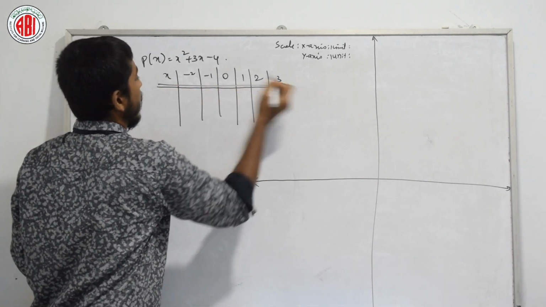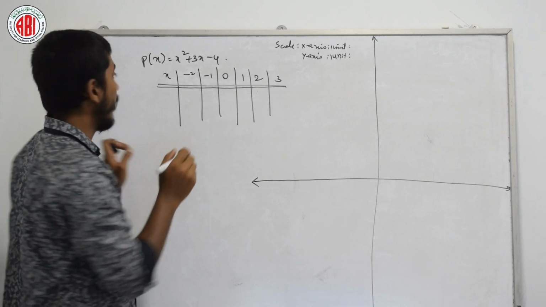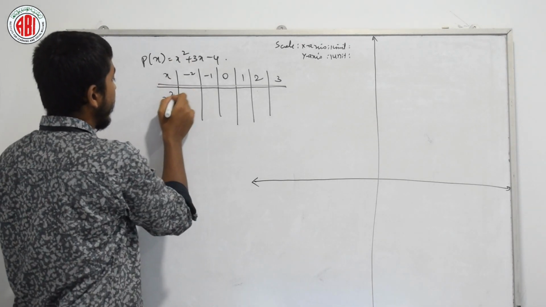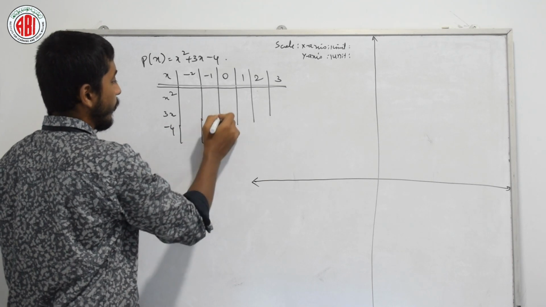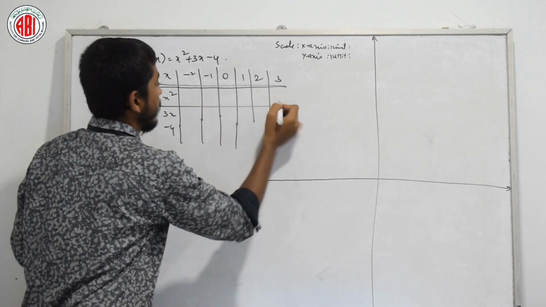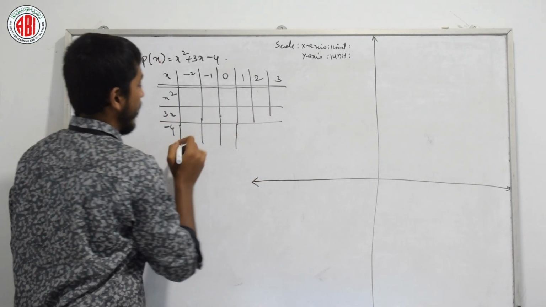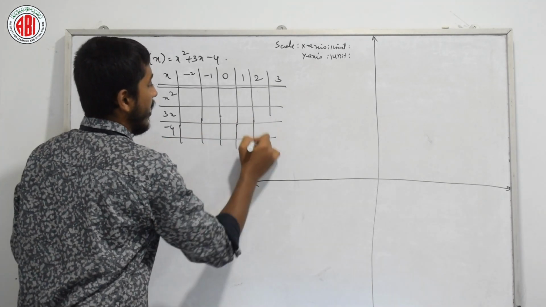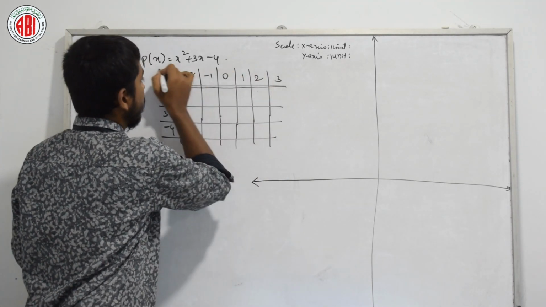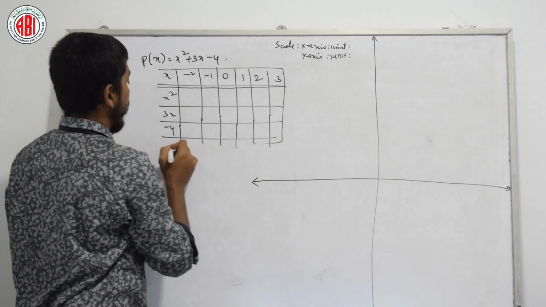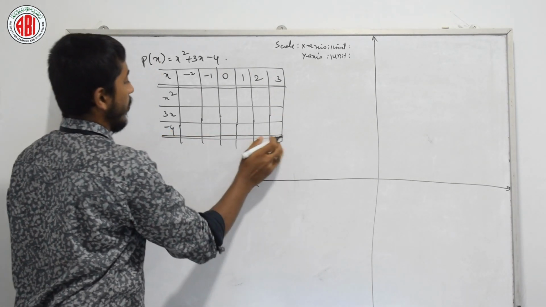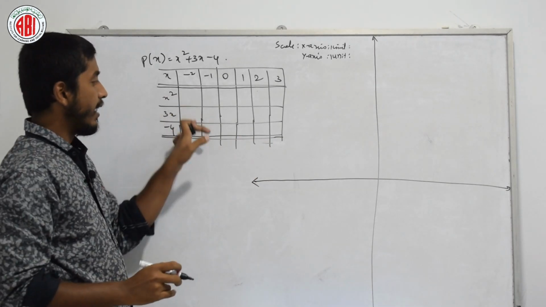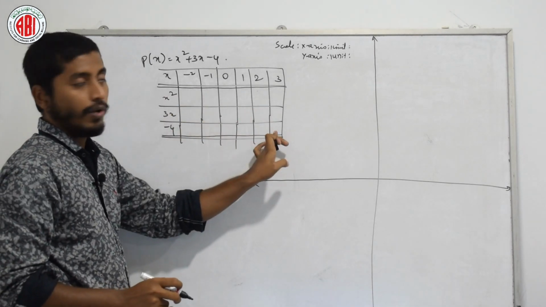Let us draw 2 lines here. What are the terms here? One is x square, one is 3x and another is -4. Let us add everything. See here, let us add everything. Now let us add each and every value of these points.